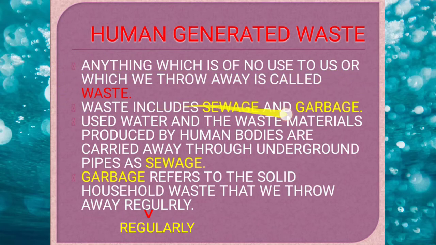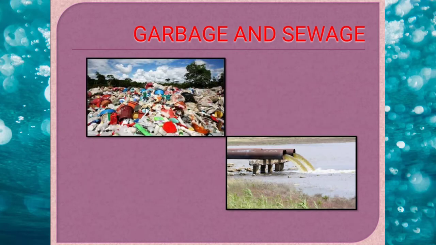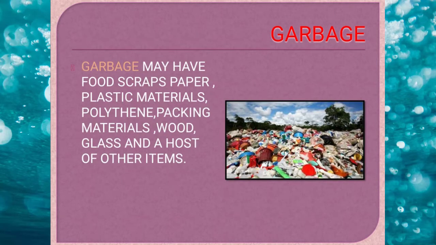Waste includes sewage and garbage. Used water and the waste material produced by human bodies are carried away through underground pipes as sewage. Garbage refers to the solid household waste that we throw away regularly. So this is garbage and this picture shows sewage. Garbage may have food scraps, paper, plastic materials, polythene, packing materials, wood, glass and a host of items.